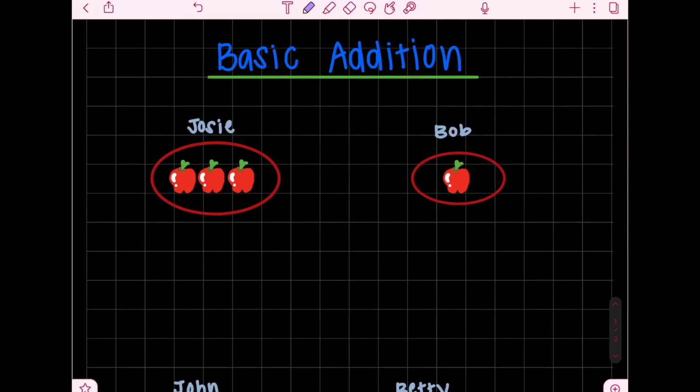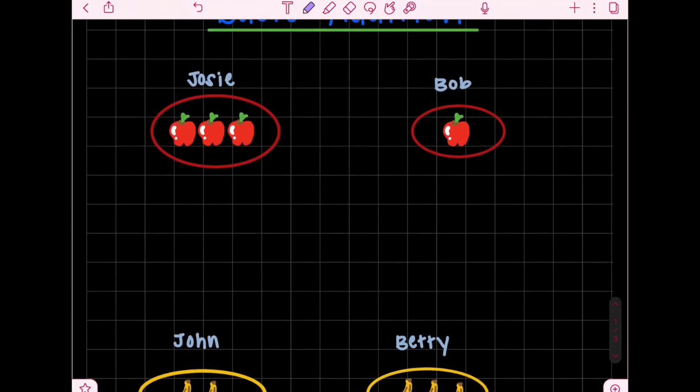Today we're going to be talking about basic addition for elementary school math. So without further ado, let's just get started with this video by talking about a really simple example that will hopefully lead you to understand addition a little bit more easily.